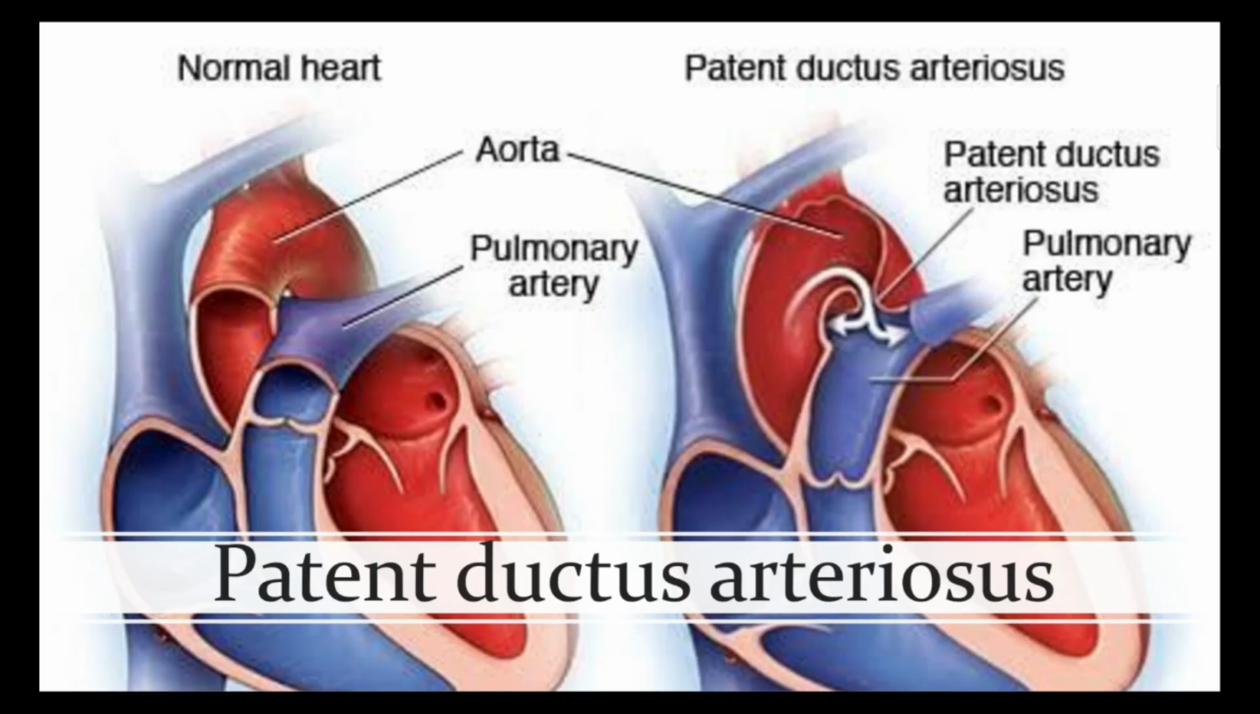Next is patent ductus arteriosus. In fetal life, the pulmonary artery is connected to the arch of aorta, just distal to the origin of the left subclavian artery, by a short wide channel called the ductus arteriosus. Normally after birth, it closes functionally within a week and anatomically within 4 to 12 weeks. The obliterated ductus arteriosus is called ligamentum arteriosum. Non-obliterated ductus arteriosus is called patent ductus arteriosus.